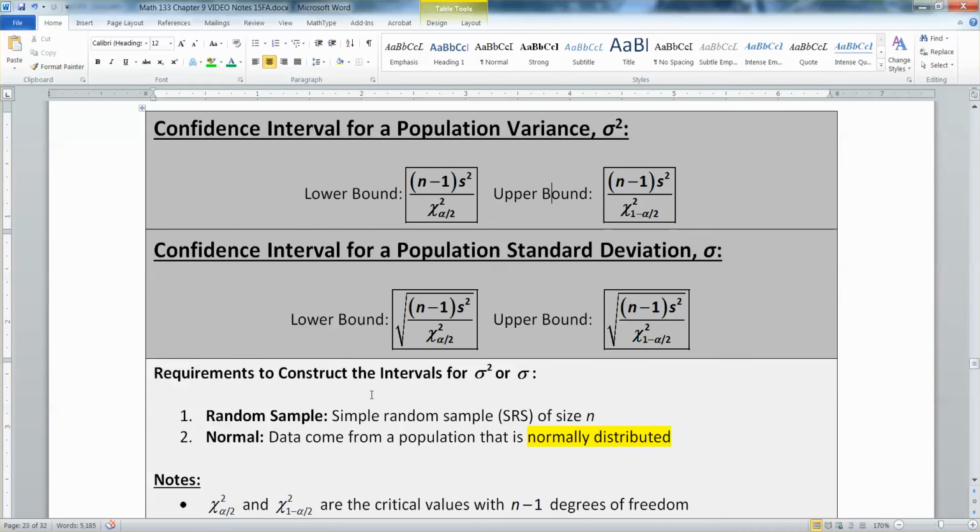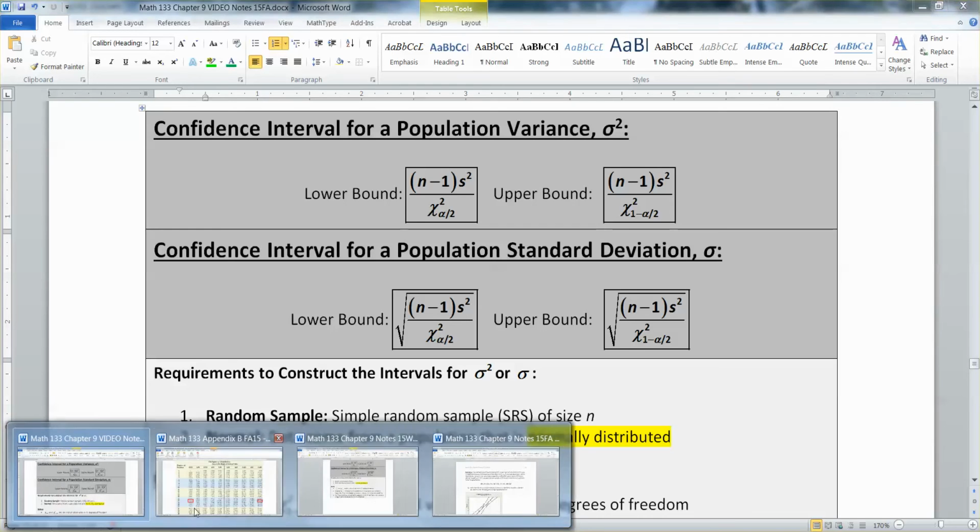Now, the requirements, because these are basically the same interval, are exactly the same. Namely that you have to have a simple random sample of size n, and the population has to be normally distributed. Otherwise, you can't build the chi-square statistic, and if you can't build the chi-square statistic, you're in big trouble. Now notice there is no proviso for n greater than 30 or n times p times 1 minus p is greater than 10. None of that is there for these ones.